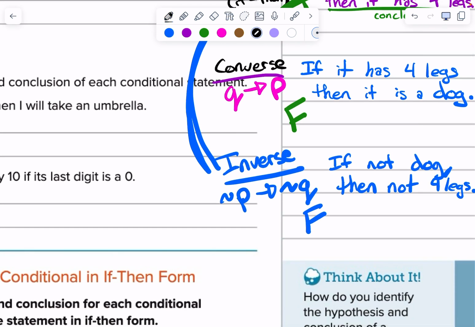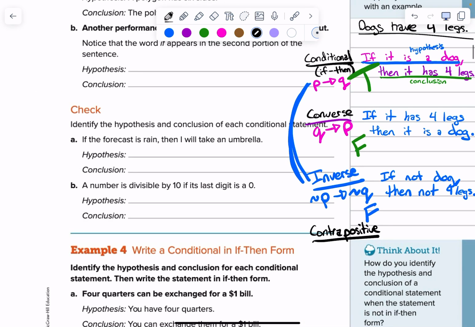Now, the last one is something called a contrapositive. I don't know where these names come from. If you had to guess its pattern, what do you think it would be? It's the opposite of the converse. What would the symbols be? Squiggle Q, then squiggle P.